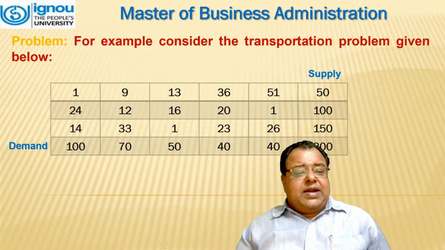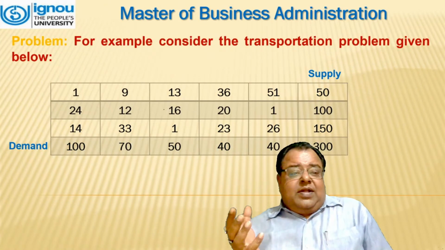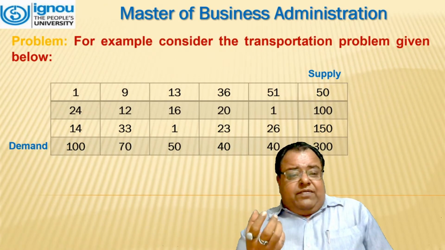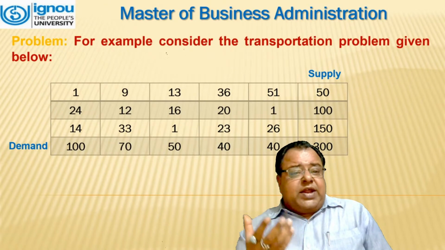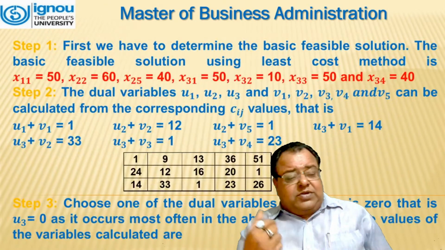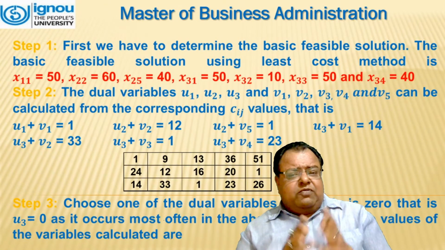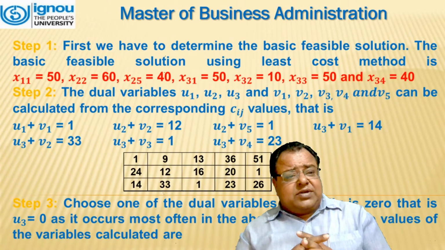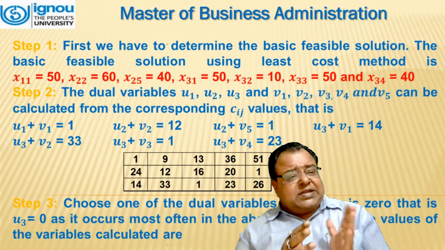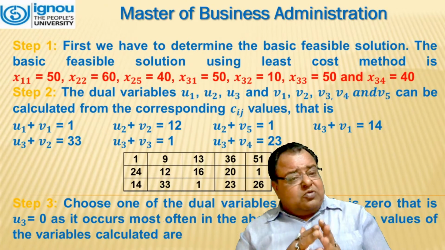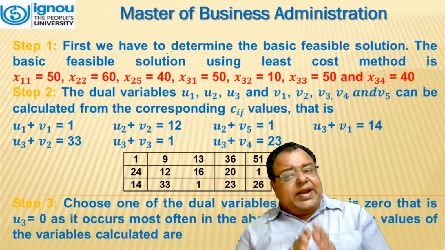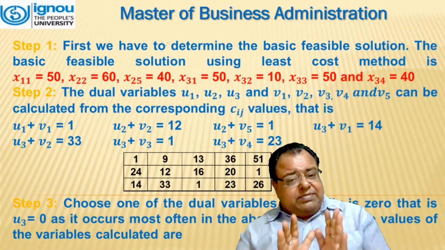Now we consider a transportation problem. Here we have demand and supply values given to us. How will we proceed? We will use any method we have discussed to find the initial basic feasible solution. The basic feasible solution using the least cost method is x11 50, x22 60, x25 40, x31 50, x33 50, x34 40. This is the basic feasible solution.